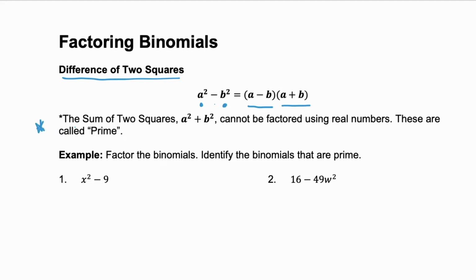Extra important, the sum of two squares. When you see a squared plus b squared, this cannot be factored with real numbers. And these we're just going to write are prime. They can't be factored.